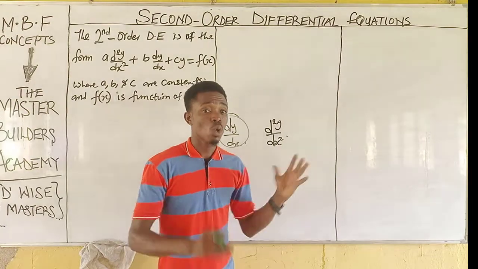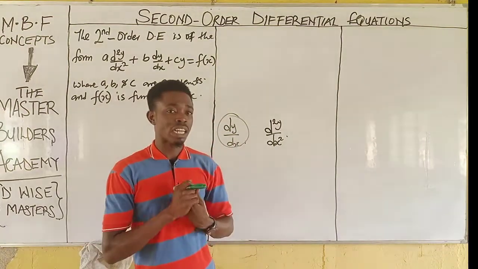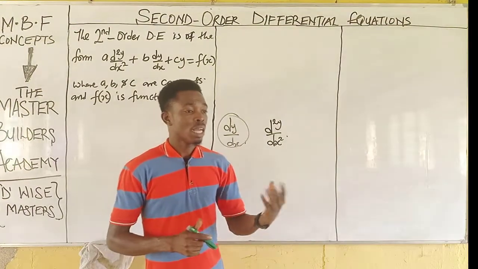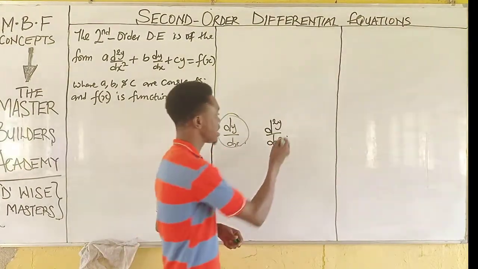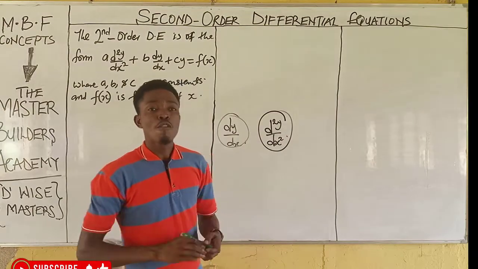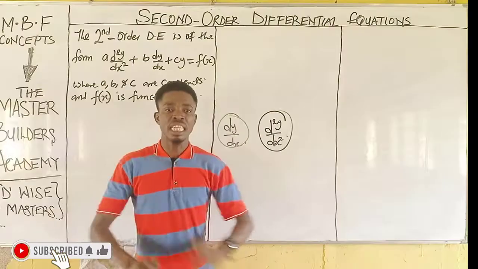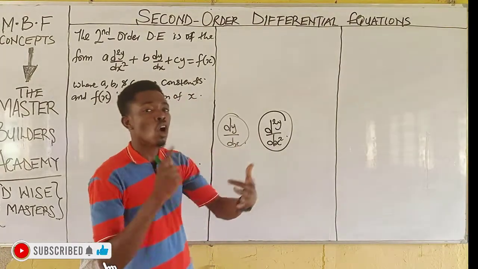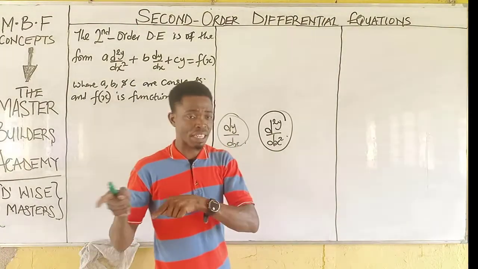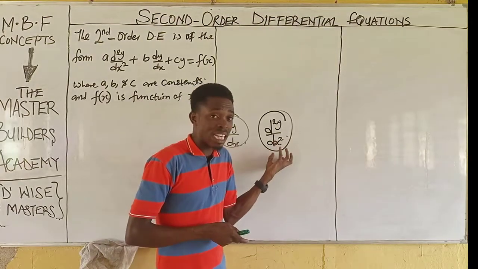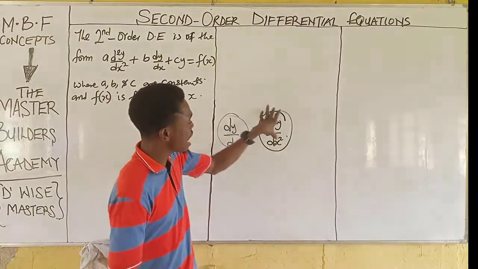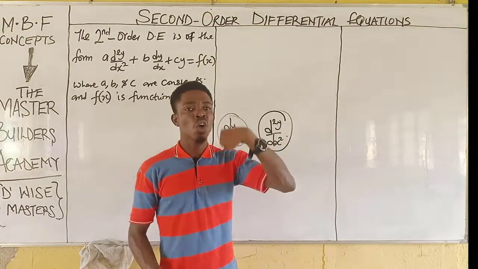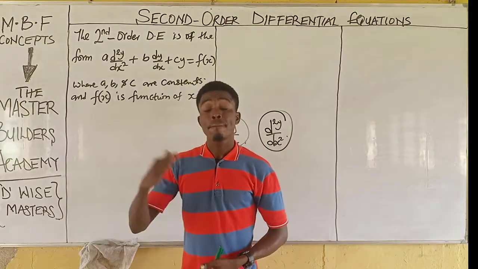If that is understood, for second order differential equation, we have this as the leading derivative. So how do I know that I'm dealing with second order differential equation? The equation must contain this second order derivative. For first order differential equation, the leading derivative is the first derivative. For second order differential equation, the leading derivative is d squared y over dx squared. So any equation that contains this derivative is a second order differential equation.